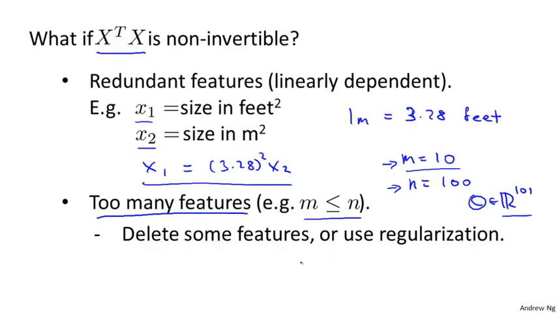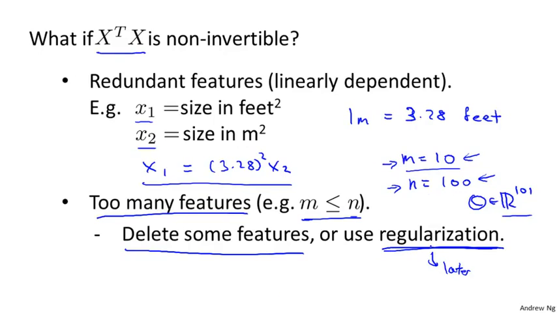But commonly what we do then, if m is less than n, is to see if we can either delete some features or use a technique called regularization, which we'll talk about later in this course. That will let you fit a lot of parameters, use a lot of features, even if you have a relatively small training set. But regularization will be a later topic in this course.